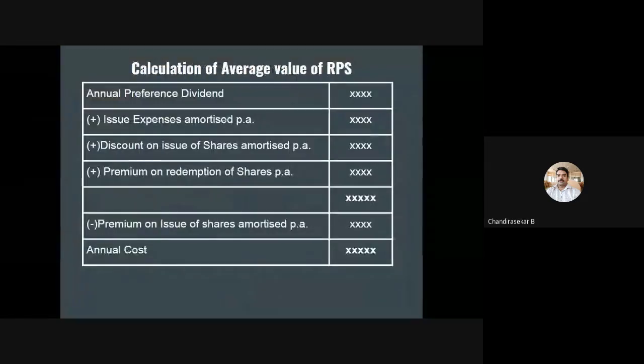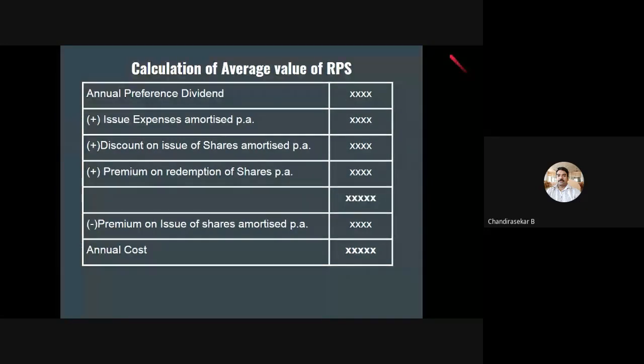So this is the average value of redeemable preference share. How to calculate annual cost? Annual preference dividend, plus issue expenses. For example, if 50,000 is given, then for 10 years, 50,000 divided by 10. For every year we have to take the discount on issue of shares amortized. Amortized means we have to convert per year. And premium on redemption of shares per annum, less. If you have issued preference shares at a premium, the premium is considered as income to us, so we have to deduct that income. The net amount is called annual cost.